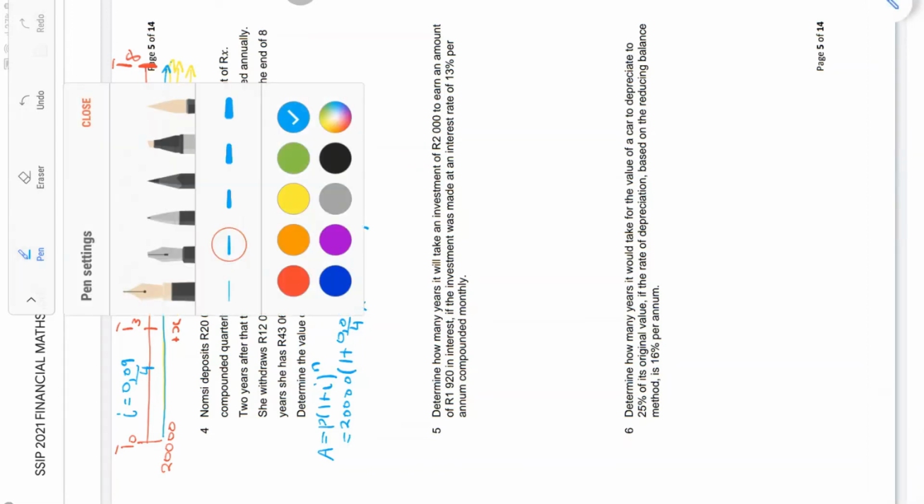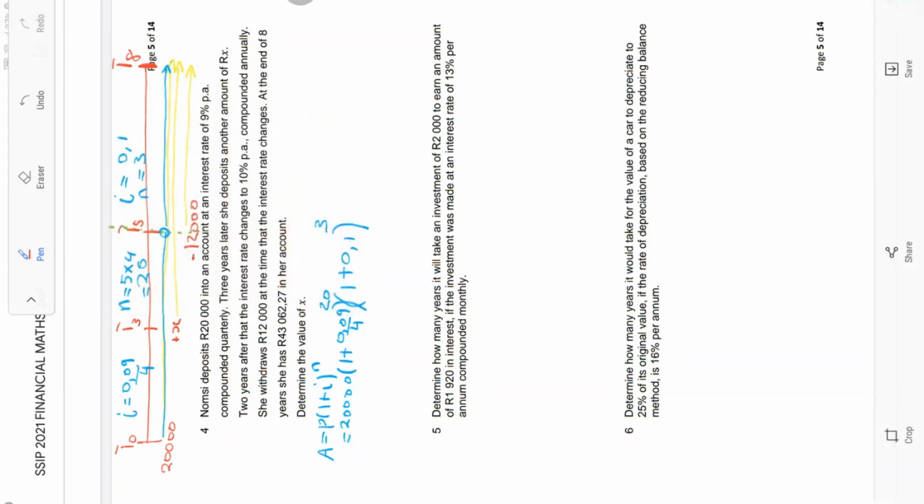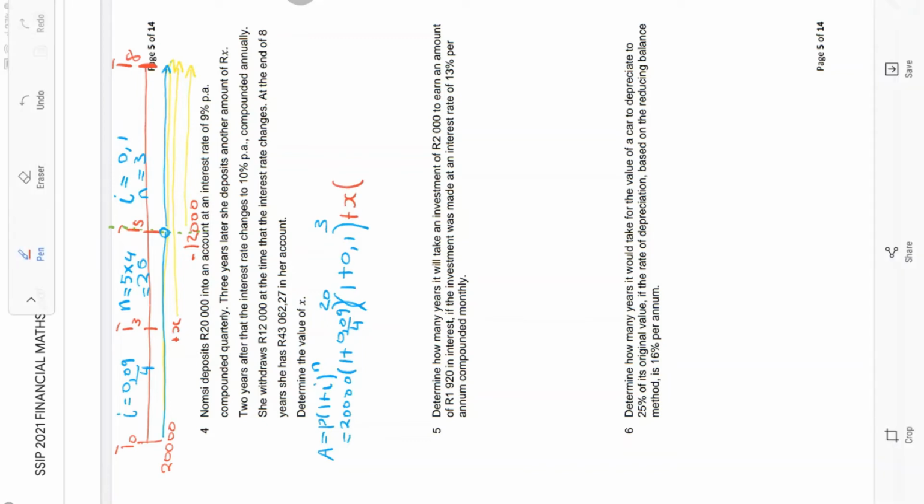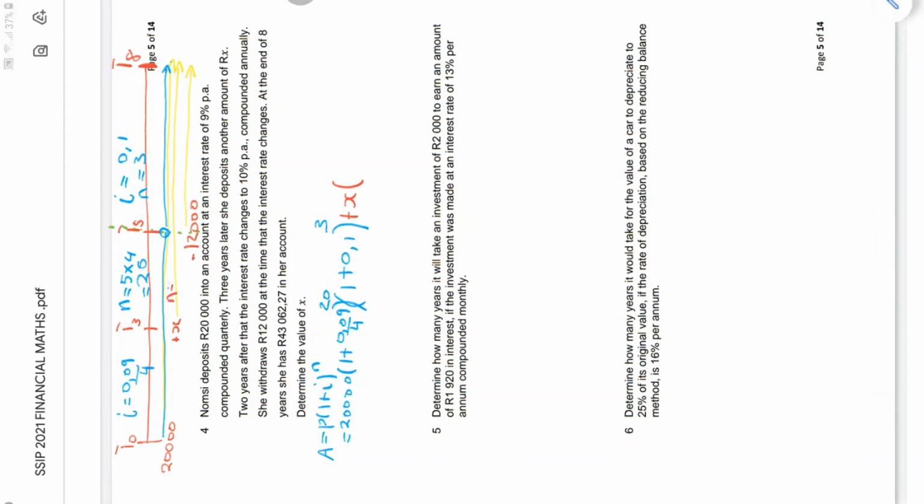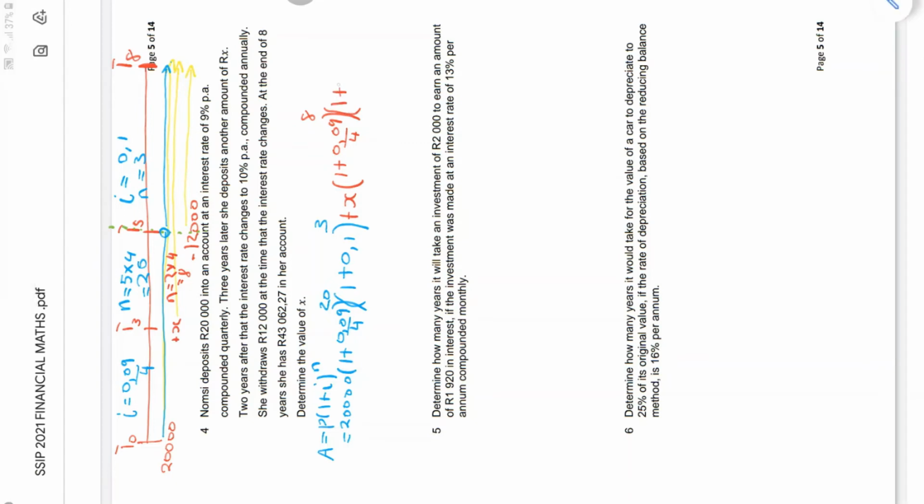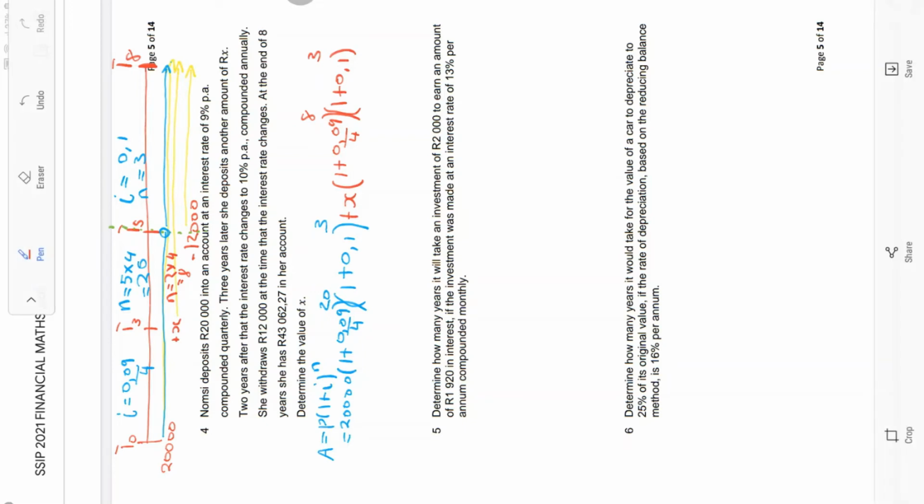Next, let's tackle the X amount. That X amount was added to the account, so plus X amount. The X amount first of all earns interest of 9% compounded quarterly between T3 and T5. So that means it's for 2 times 4, which is 8 quarters. So this will be 1 plus 0.09 over 4, to the power of 8. Now we are standing at T5. Then after T5, it earns interest of 10% compounded annually for the next 3 years. That is the X amount.